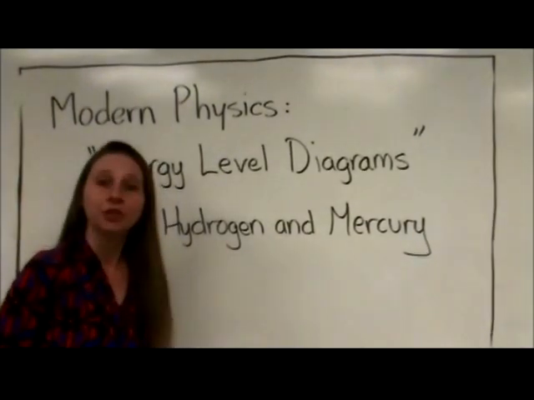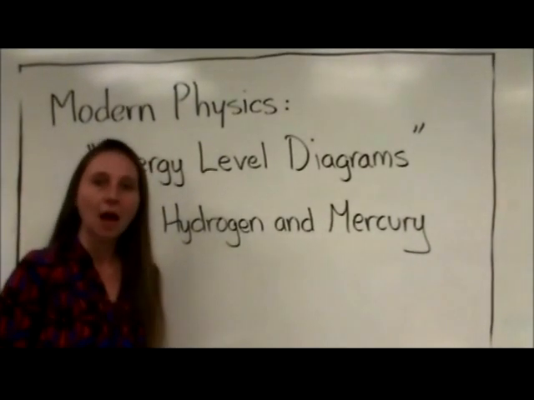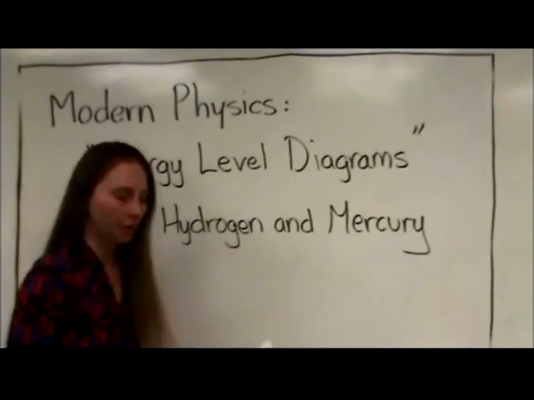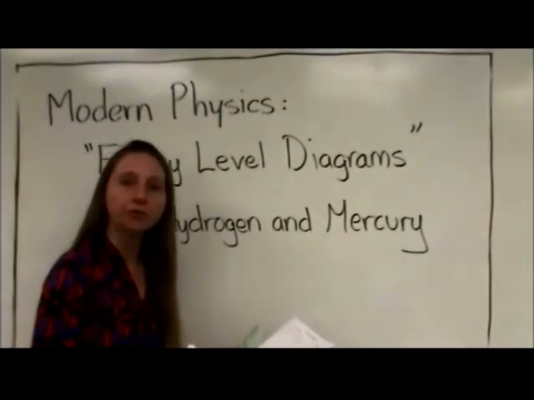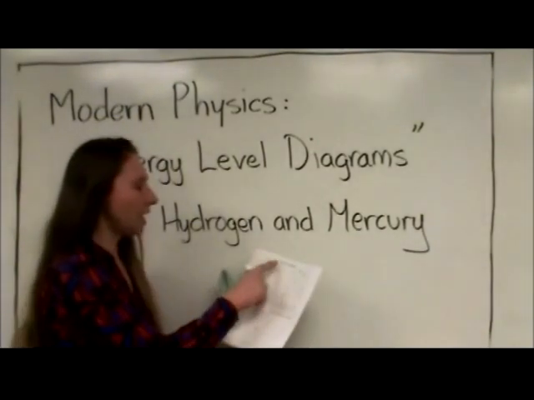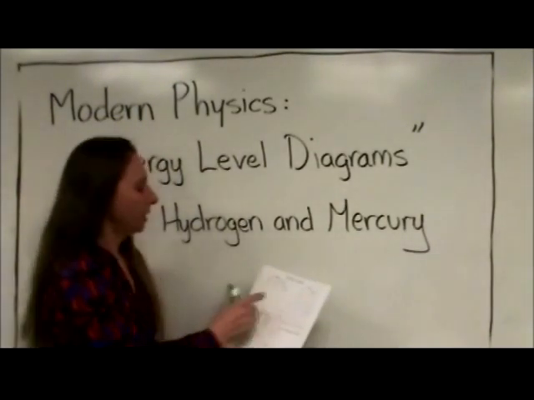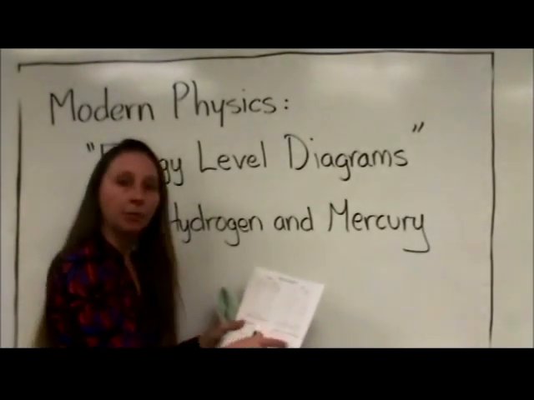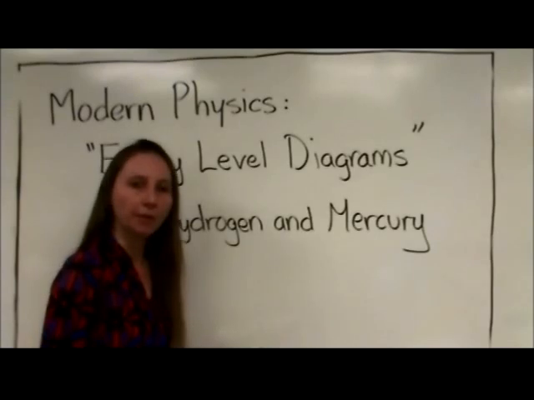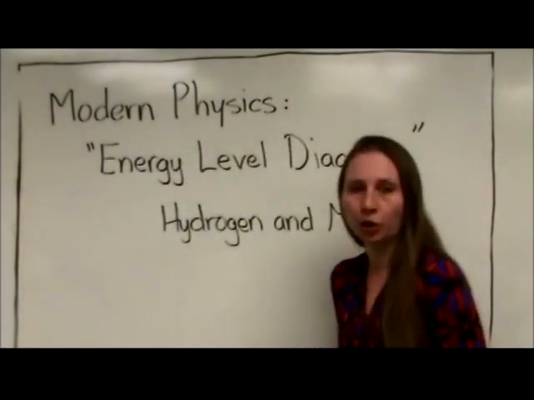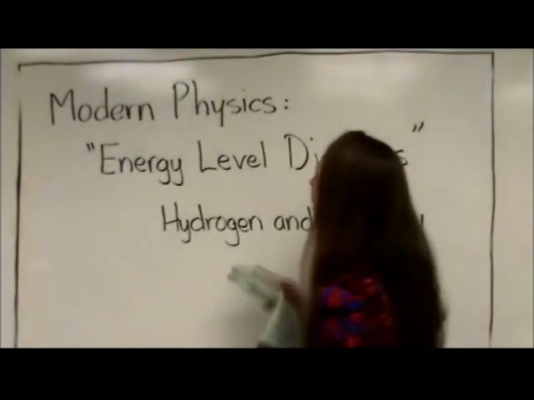This is the third section in the modern physics topic called Energy Level Diagrams. I'd like you to open your Regents Physics reference tables right now to the charts that say energy level diagrams. The element hydrogen is shown on the left and the element mercury is shown on the right. What I'd like to do now is describe for you what these charts are actually trying to show.